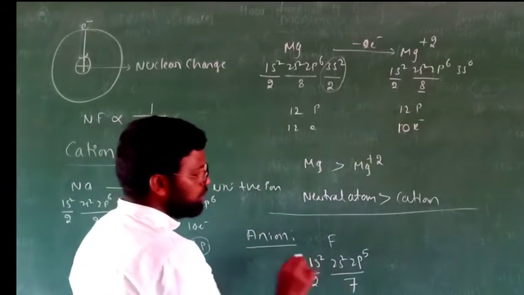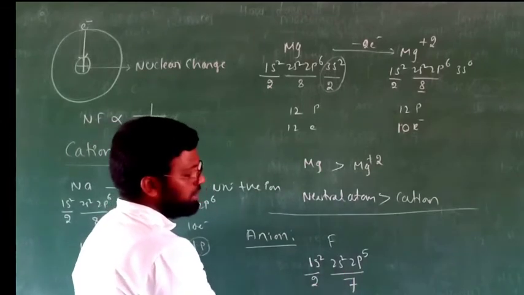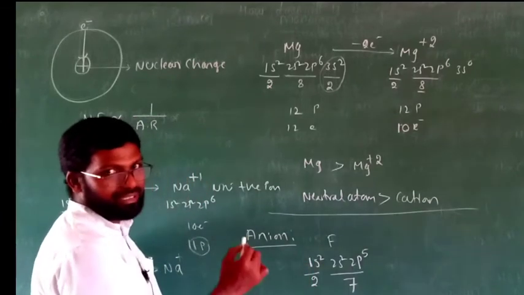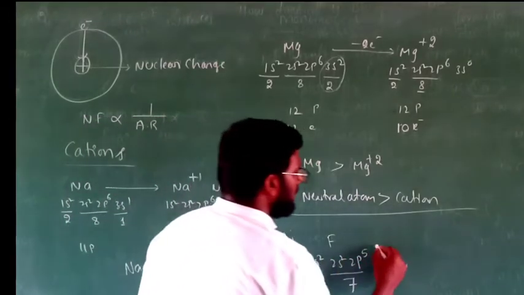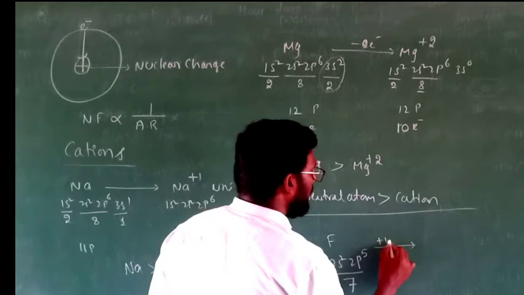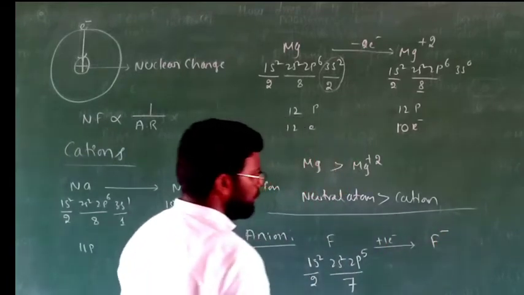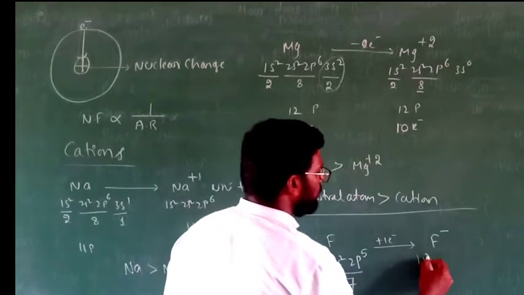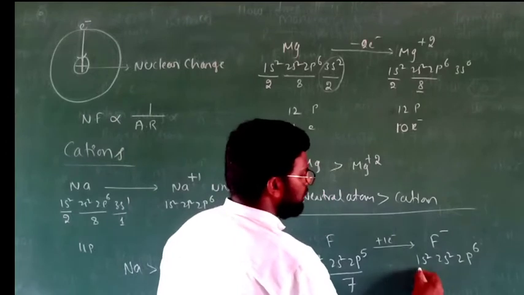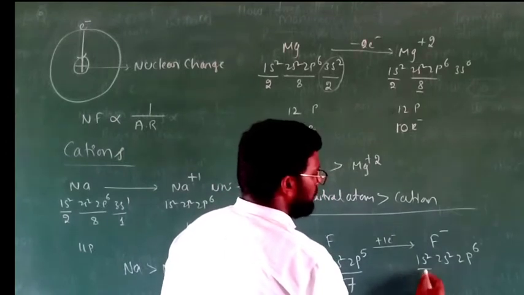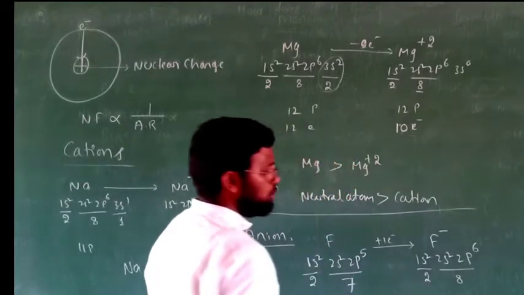To get octet configuration, it has to gain 1 more electron. Here only 7 electrons are there. It needs 1 more electron to get octet configuration. So after gaining 1 electron from other atoms, it becomes F minus. Now its electronic configuration changes to 1s2, 2s2, 2p6. Now it has 2 electrons in the first shell and 8 electrons in the outermost shell.